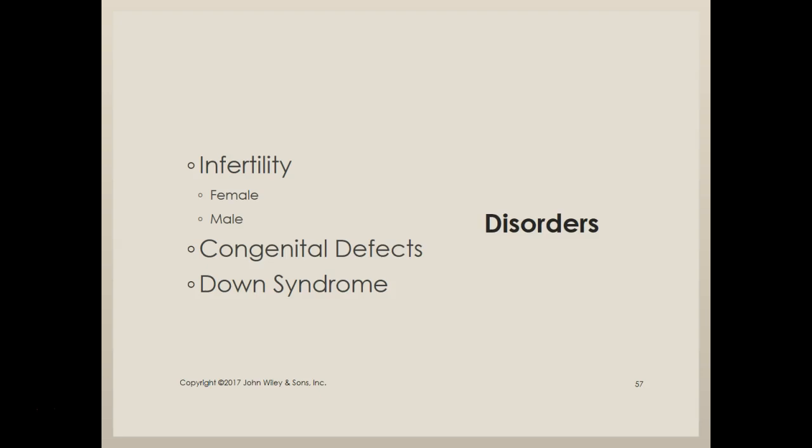Now, of course, mom's going to have high levels of estrogen and progesterone, so that uterus is going to become thick and gooey, very vascular for implantation to occur.